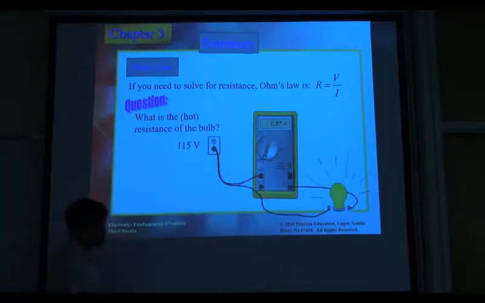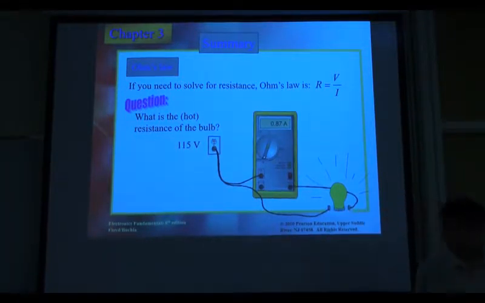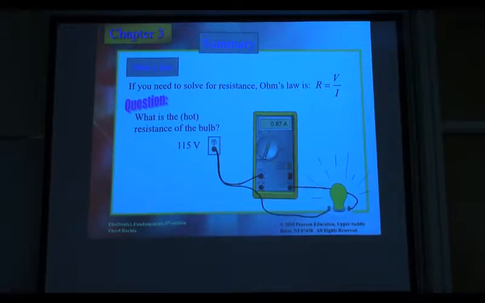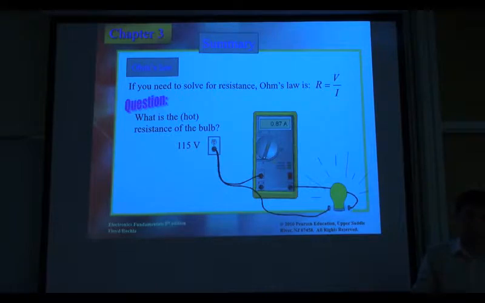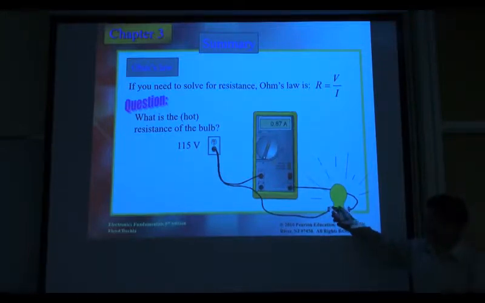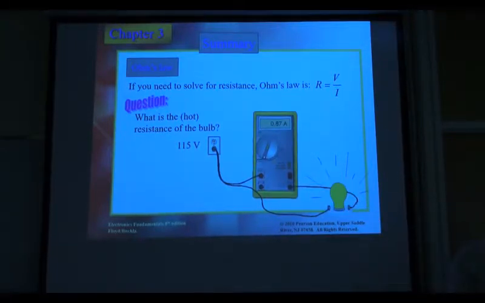Okay, so this one, the variation of the formula of Ohm's law, is the resistance equals voltage divided by the current. In this example, the voltage source on the wall equals 115. This is in series with the light bulb, which is the load, and the resistance is what we are looking for. The current equals 0.87, which is measured. So what is the hot resistance here?